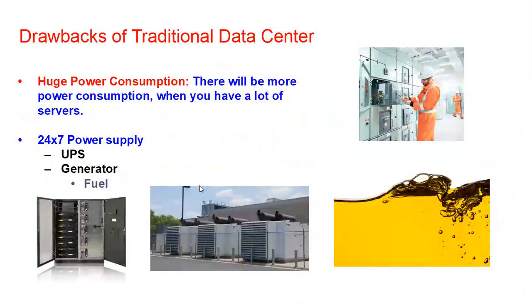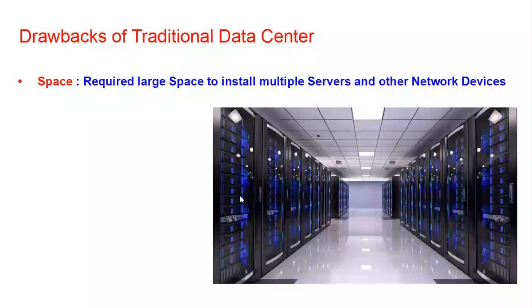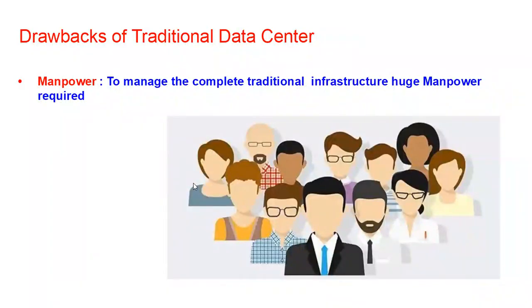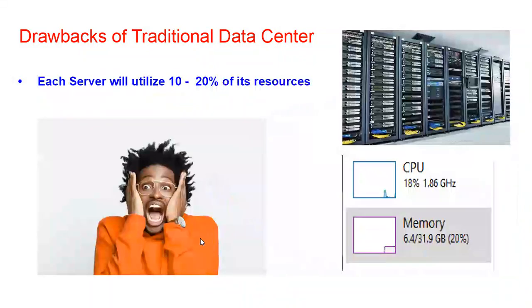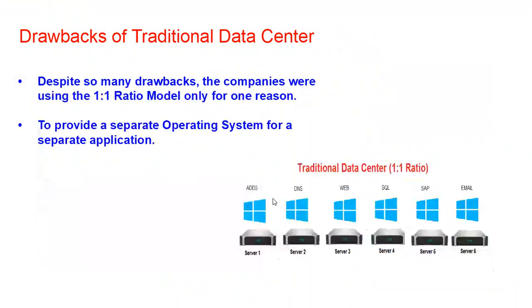This 1:1 ratio has some drawbacks. It requires power, a huge power consumption. It requires large space, you need huge manpower also, and it will consume a lot of money as well. And it is utilizing only 10 to 20% of resources. So we need a different solution.